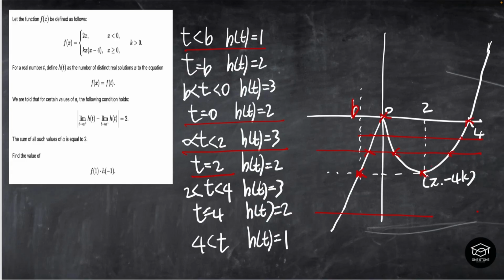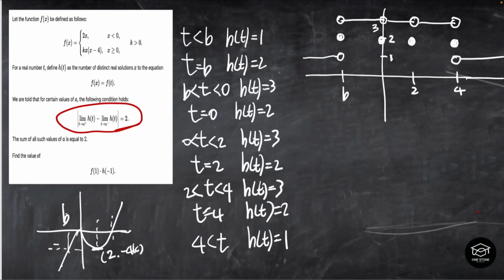Case 6. If t equals 2, then h of t equals 2. Case 7. If t is between 2 and 4, then h of t equals 3. Case 8. If t equals 4, then h of t equals 2. Case 9. If t is greater than 4, then h of t equals 1. If we draw the graph of h of t, it looks like a step function, similar to the floor function.